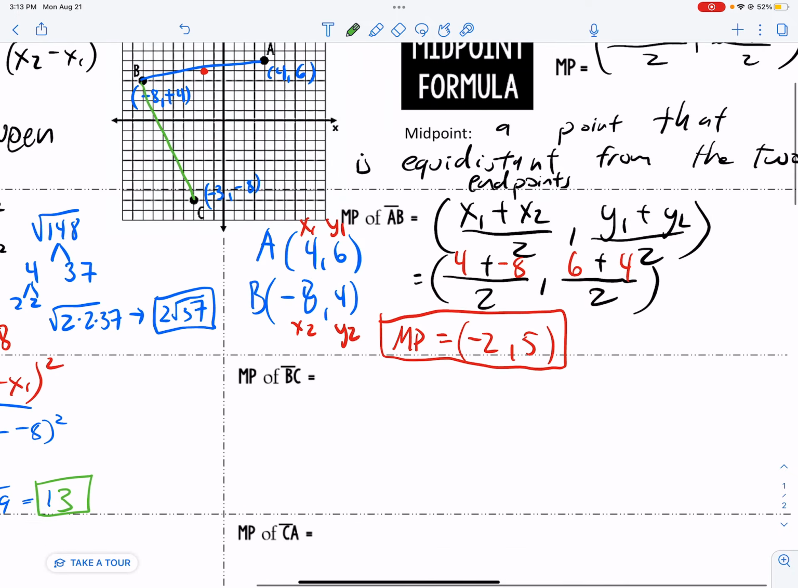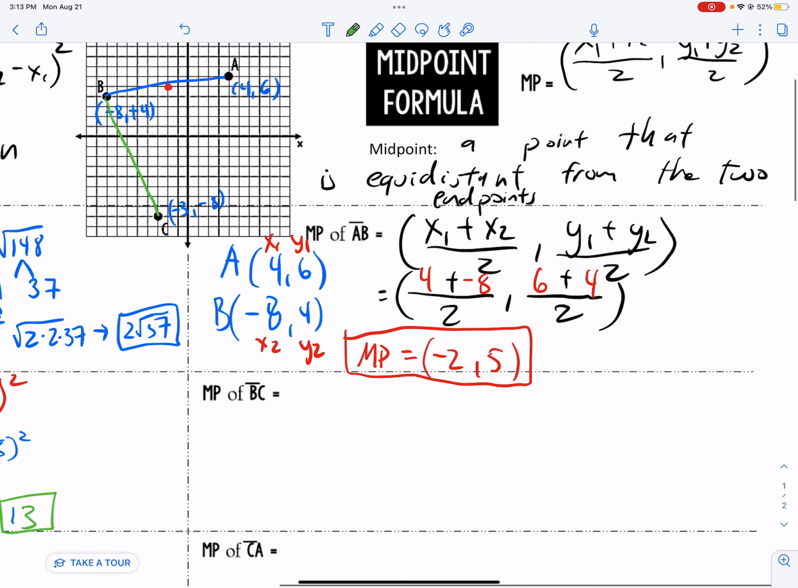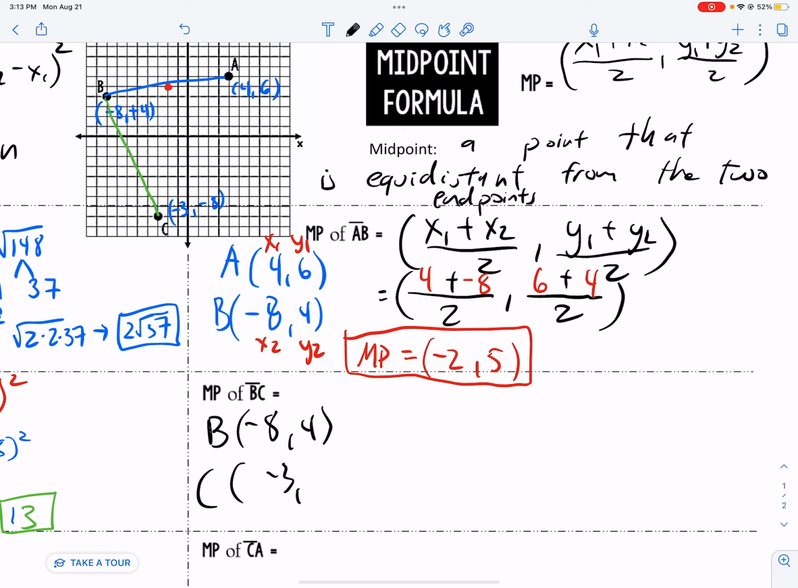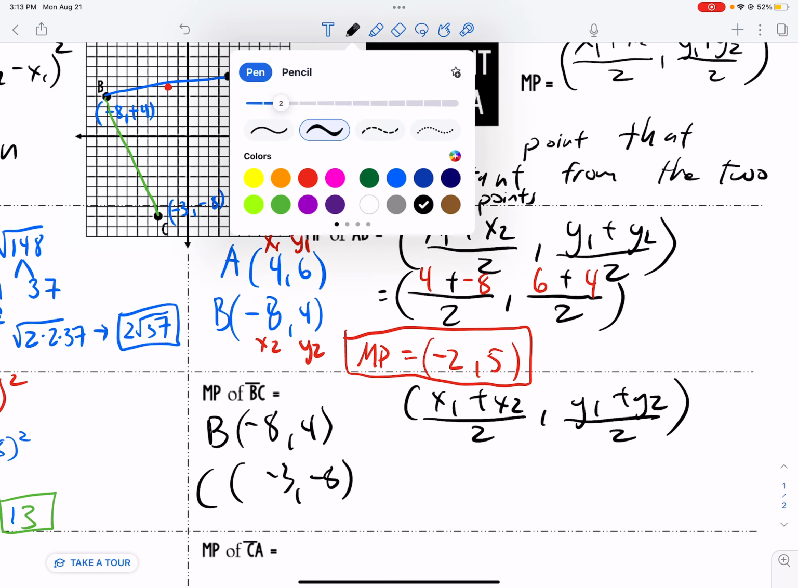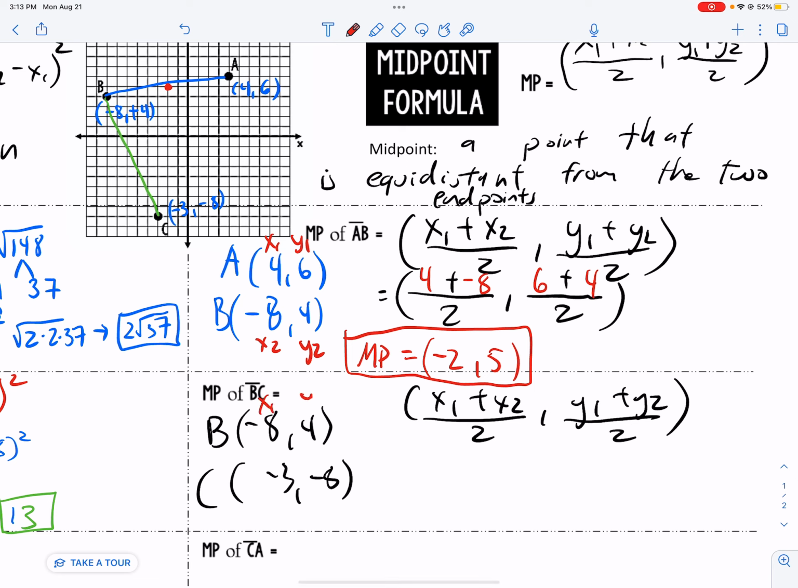All right, now for the midpoint of B and C, we're going to use the coordinates of B and C. Go ahead and write down the points for B and C again. So B is at -8, 4, and C is at -3, -8. Write the midpoint formula, so (x1 plus x2) over 2, and then (y1 plus y2) over 2. Go ahead and label your points, x1, y1, x2, y2, and plug it in.